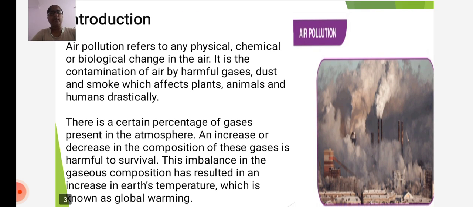Introduction. What is air pollution? Air pollution refers to any physical, chemical, or biological change in the air. It is the contamination of air by harmful gases, dust, and smoke, which affects plants, animals, and humans drastically. There is a certain percentage of gases present in the atmosphere, and an increase or decrease in the composition of these gases is harmful to survival. This imbalance in the gaseous composition has resulted in an increase in Earth's temperature, which is known as global warming.